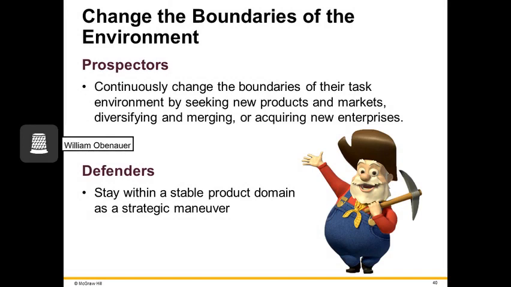Now, when it comes to boundary spanning, there are typically two different types of managers. All right. We have prospectors, and these are the people who are consistently trying to change their boundaries. They're seeking out new products, new markets, maybe looking for how they can diversify or merge with another company or acquire another company. All right. Then we have defenders, and these are our managers who kind of want to stay stable within the product domain that they've been established in. And that's a strategic decision on their part.